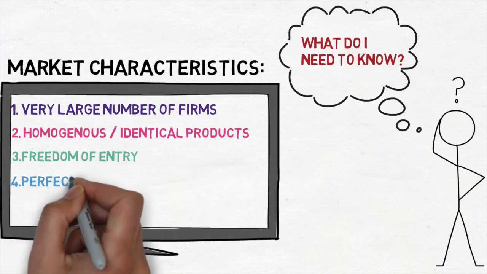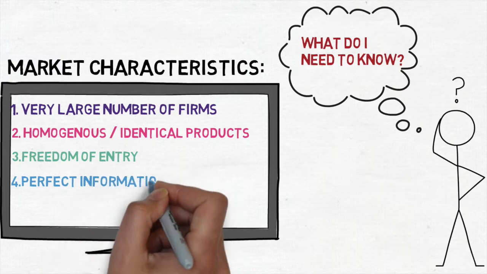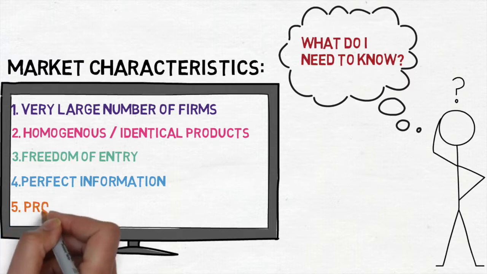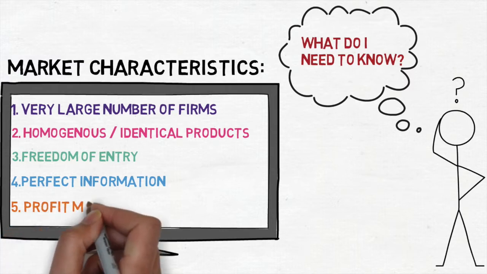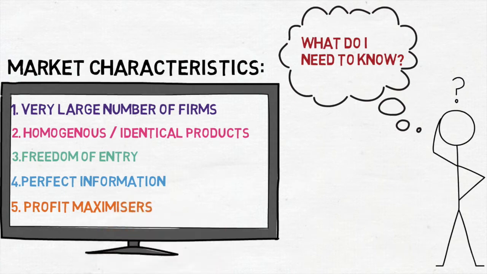Number four, people are assumed to know a lot of information about the market based on the consumer and the producer side in terms of costs and prices and so on. And finally, firms are assumed to profit maximize and set and produce where MC equals MR.